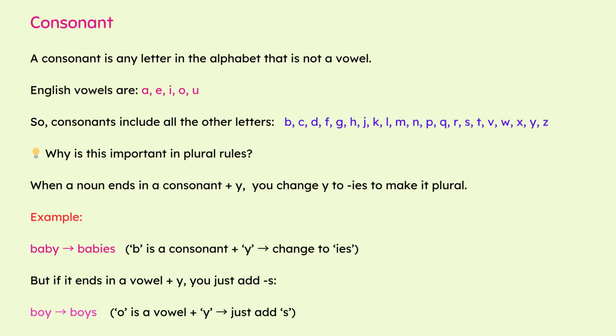But if a noun ends with a vowel followed by y, we simply add s. For example, boy becomes boys because o is a vowel. So always check the letter before y. If it's a consonant, change y to ies. If it's a vowel, just add s.